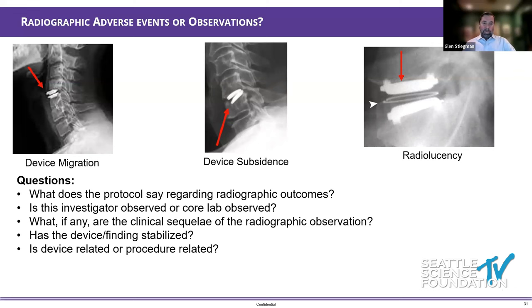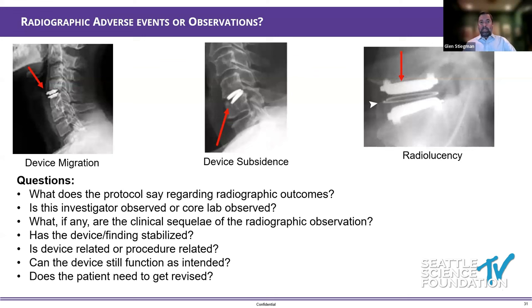And can it still function? And is it moving? Does the patient still have range of motion? And does the patient need to get revised? And that's the ultimate, you know, SSI, the patient's a failure, you move on into a secondary surgery. And lastly, what does this mean for the protocol or the future of the study? Is there going to be a change to the study? Is there a change to the procedure or maybe a change to the device? So these are kind of the cut and dry device or radiographic observations that we see.